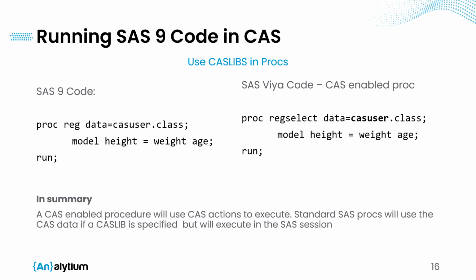Alternatively, you can actually run CAS enabled procs, which is a more limited set of them. I'll go through some of them in a minute, but for proc reg, the equivalent is proc reg select. And again, it's just using the CAS user lib name, but a CAS enabled procedure will actually execute CAS actions behind the scenes to execute. Standard SAS procs will use the CAS data, but actually execute in the SAS session. So there's quite a distinction there, really.